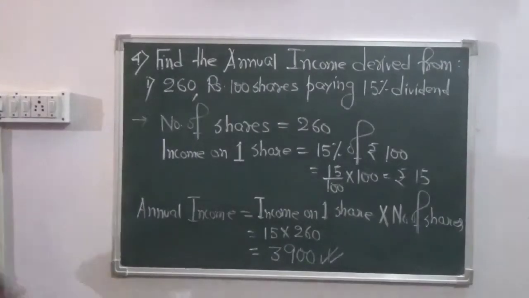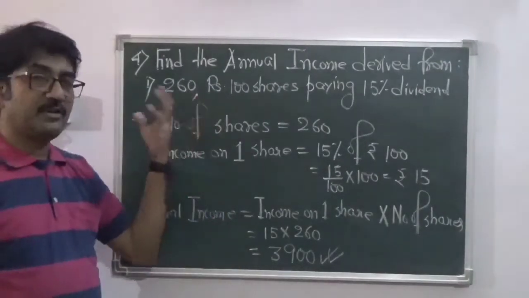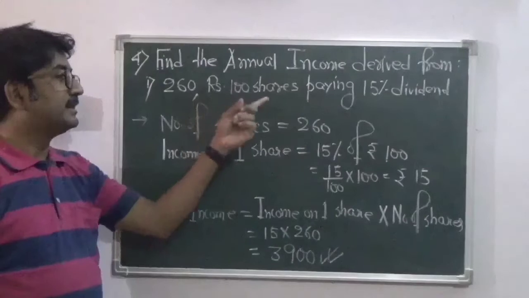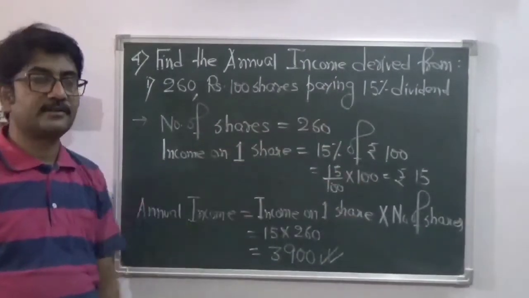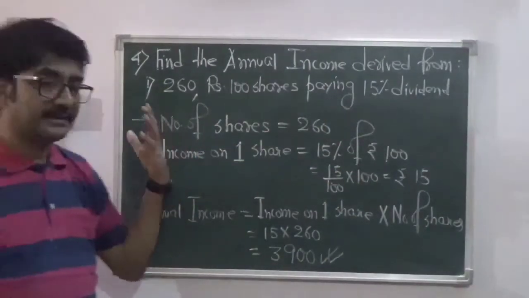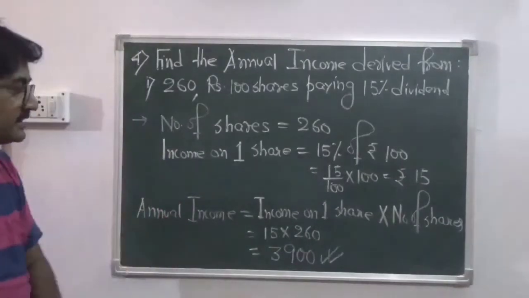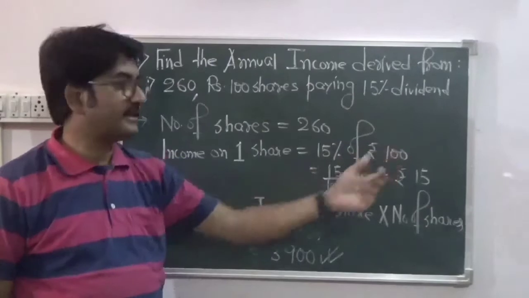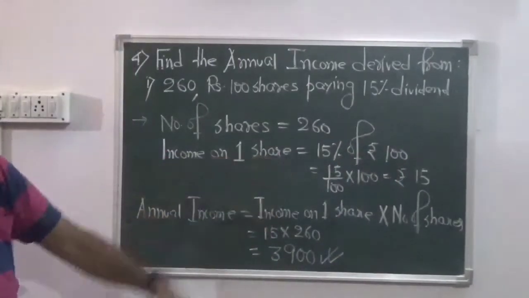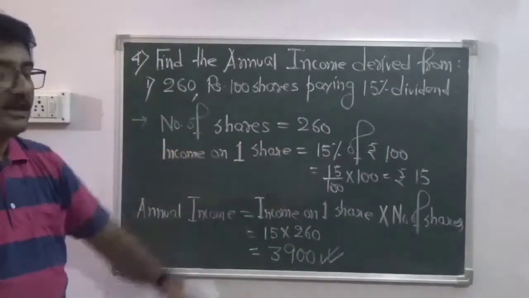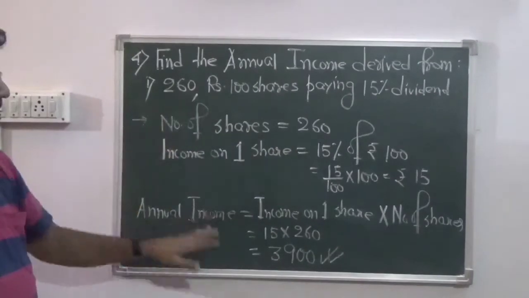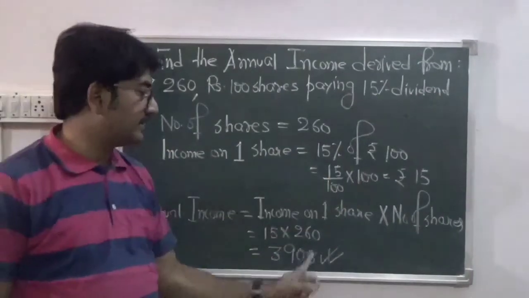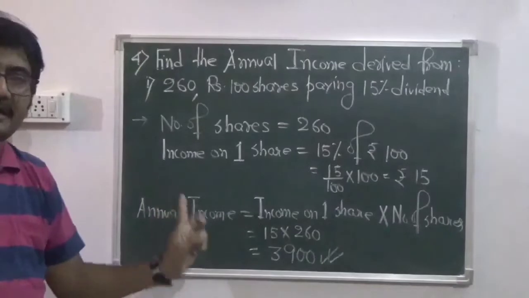So you have to find the annual income derived from 260, the total number of shares, rupees 100 shares, paying 15% dividend. So you need to find the dividend on one share, or the income on one share, or the profit on one share. That is coming to rupees 15, because 15% of rupees 100 is the dividend, that comes to rupees 15. So this is the income on one share, and total number of shares is 260 multiplied by 15 is giving you the annual income.